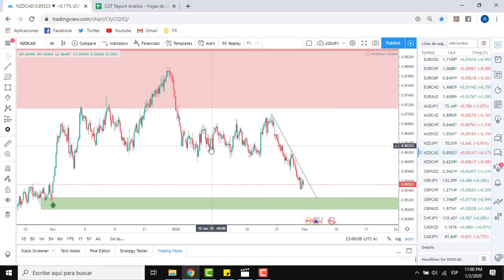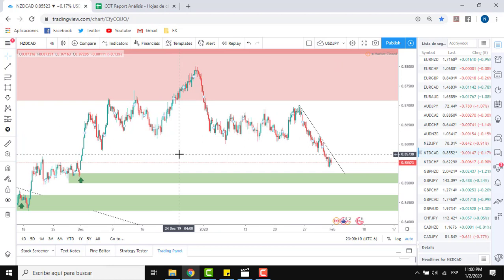So this is another analysis I have for this week. NZDCAD, if price gets here, I will wait for my confirmation in order to get long. If I don't have any confirmation, I will just let it go. Simple as that. Let's check another one.